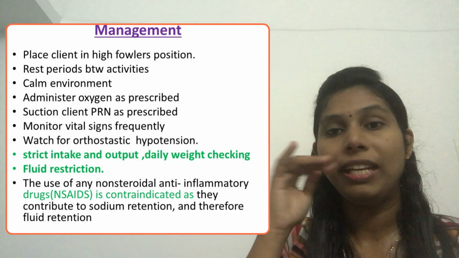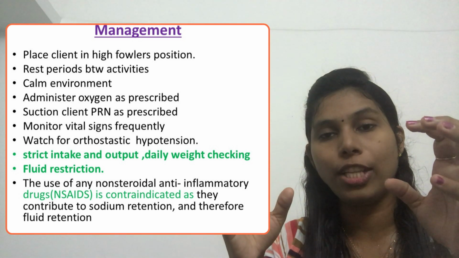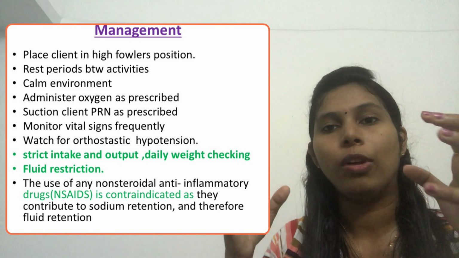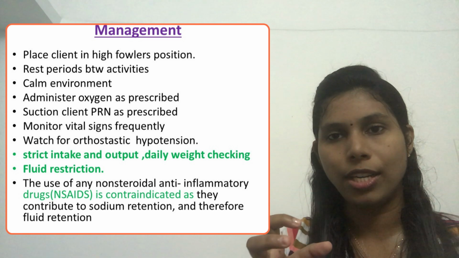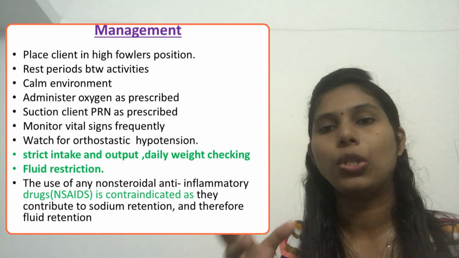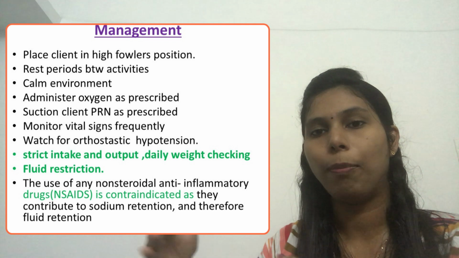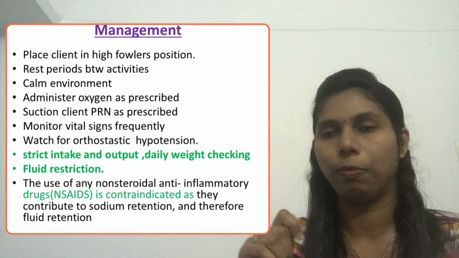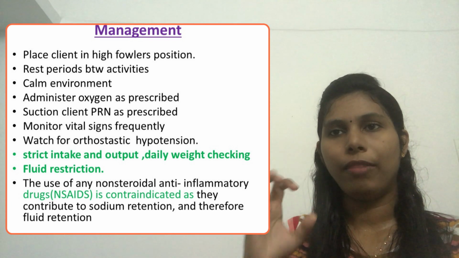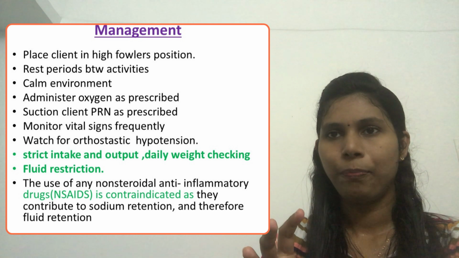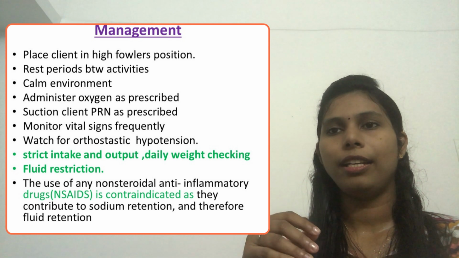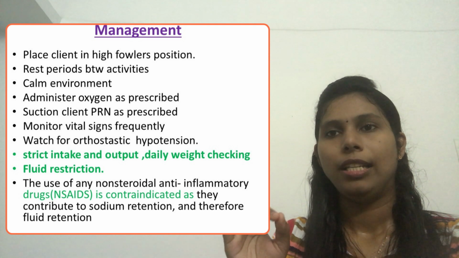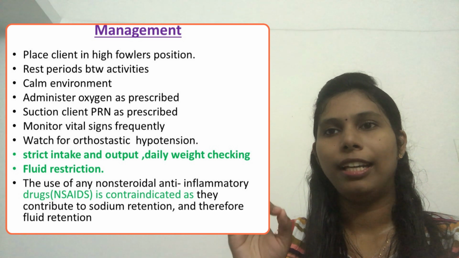Then the rest periods between the activities. There should be enough rest periods between each activity because the body is not getting enough blood or enough oxygen to meet the metabolic needs or to carry out the activities properly. So we should space the activities with a proper gap or rest period so the client is able to perform. Then provide a very calm environment, administer oxygen as prescribed, then suction the client PRN, then monitor vital signs frequently, watch for orthostatic hypotension, then strict intake and output, daily weight checking.